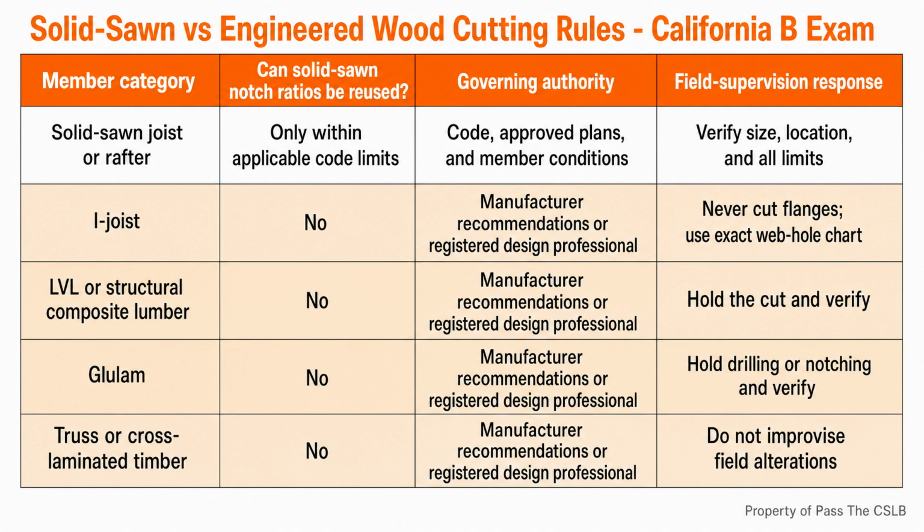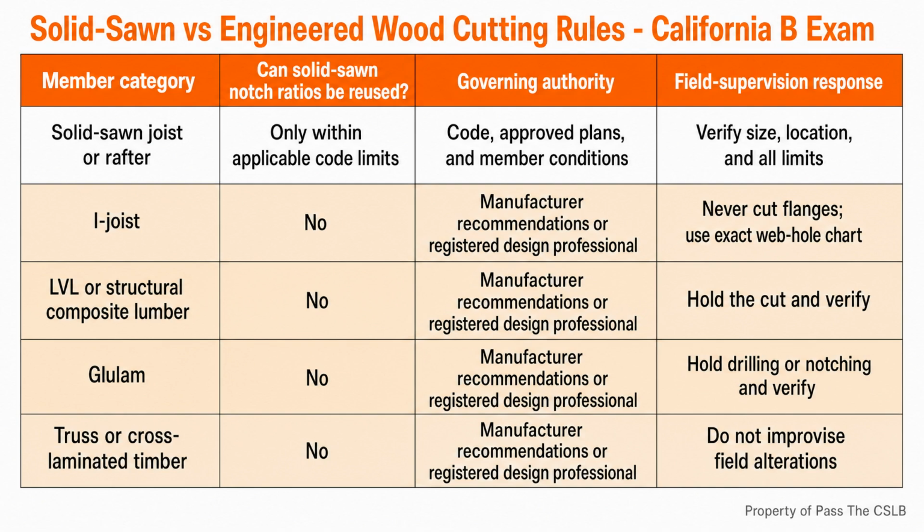Suppose a carpenter remembers that a solid-sawn notch may be no deeper than 1/6 of the member depth and no longer than 1/3 of the member depth. That memory can be useful on the correct member in the correct location under the applicable code and plans. It becomes dangerous when it is carried over to an I-joist flange or a laminated veneer lumber beam. The ratio does not travel with the worker. The member type controls the rule.